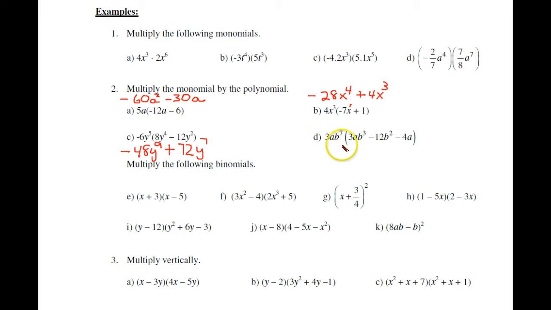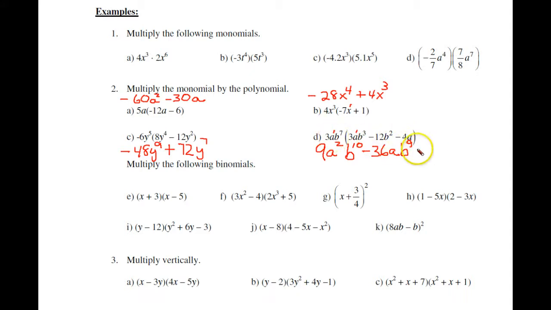Okay, 3 times 3 is 9. A to the first times A to the first is A to the second. B to the 7th times B to the 3rd, add them, B to the 10th. Now, 3 times a negative gives us a negative 36. Now, there is no A there, but there's one there, so we bring that. And then B to the 7th, B to the 2nd, B to the 9th.